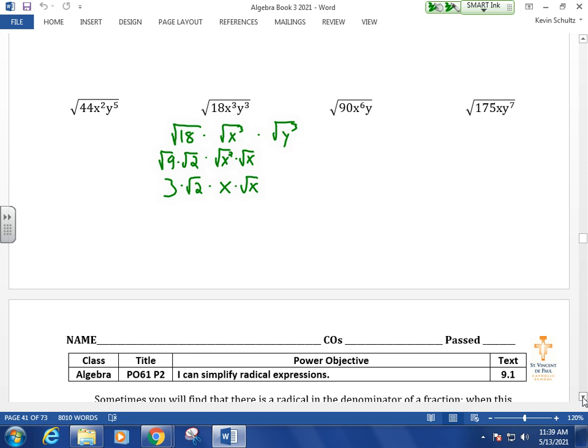Same thing for my root y now, right? Just because the variable changed doesn't really make a difference. I've got that y cubed, so I'm going to subtract the power by 1 to get my root of y squared times the root of y. And it really ends up being the same thing as my x term here. What's the root of y squared? Somebody, what's the root of y squared?